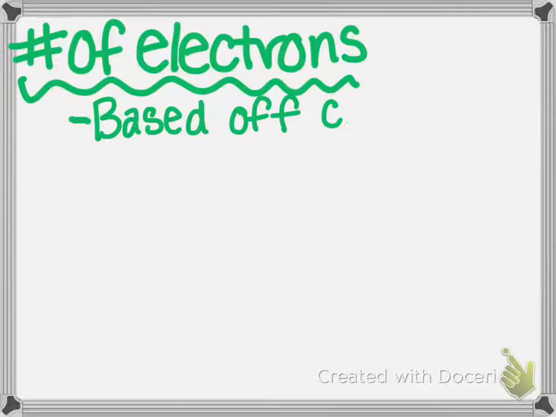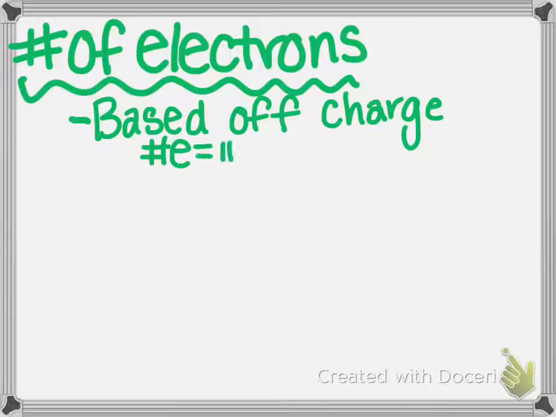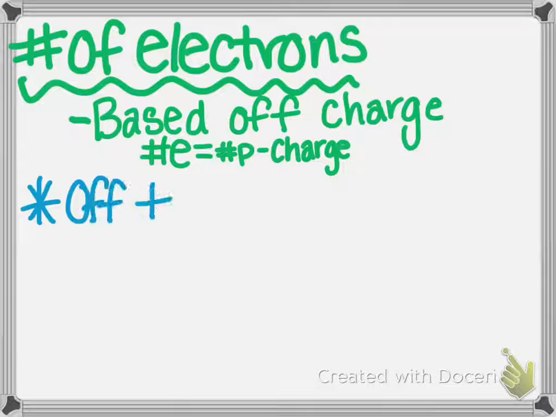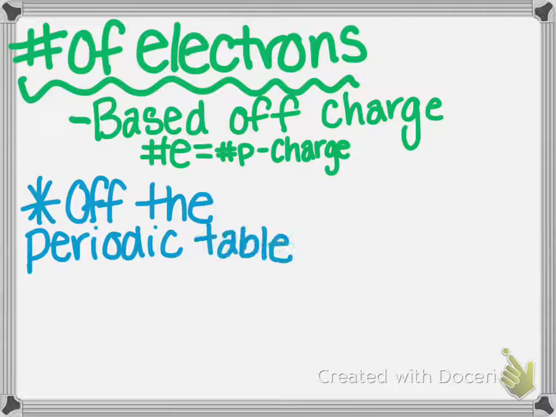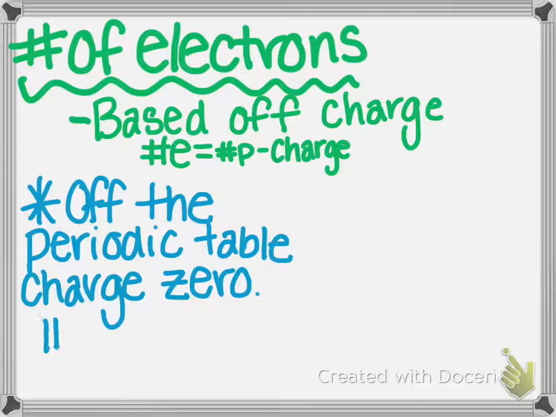Next, but certainly not least, you're looking for the number of electrons. Your number of electrons is based off of the charge. So number of electrons equals the number of protons minus your charge. So if you're taking the information off the periodic table, that means that it is an atom. It has no charge, which is 0 charge.